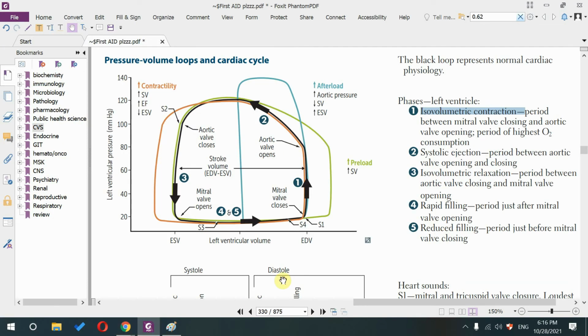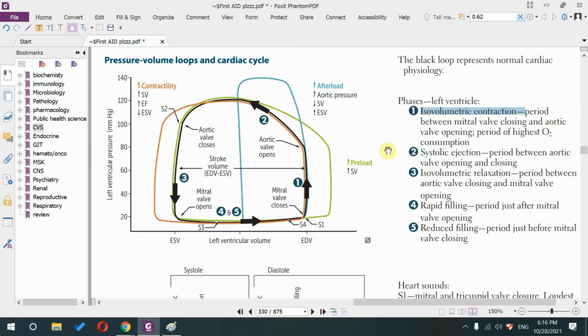So we have isovolumetric contraction. It's the period between the mitral valve closing and the aortic valve opening. So it's when the mitral valve has closed and, second, the aortic valve has opened. When does the aortic valve open? Here. And you must know this area. Why does it open? Because the left ventricular pressure has exceeded the aorta diastolic pressure. Okay, and they write it's the period of highest O2 consumption.